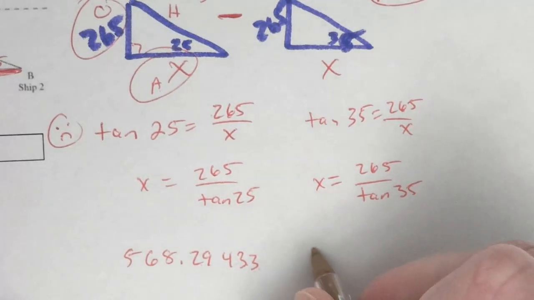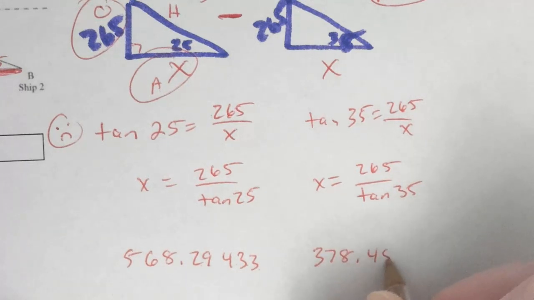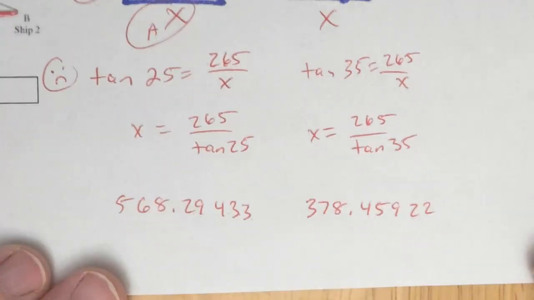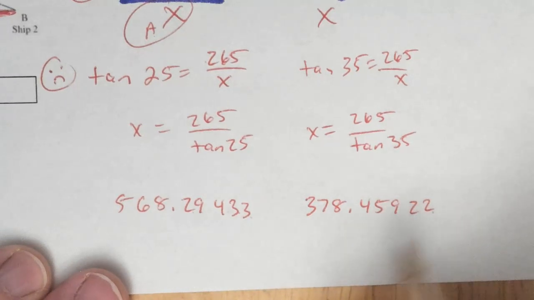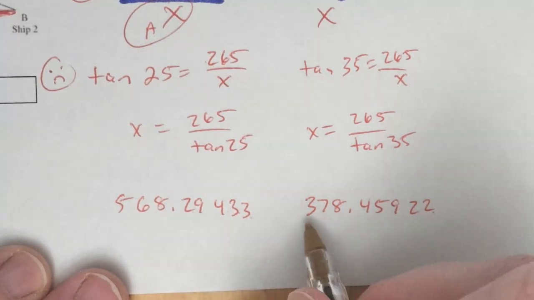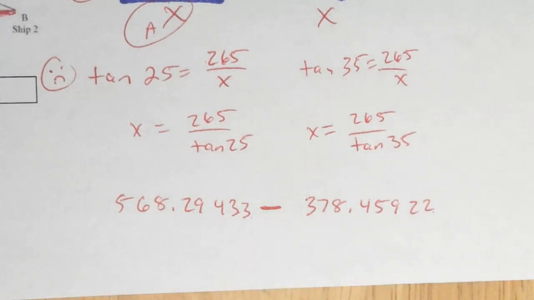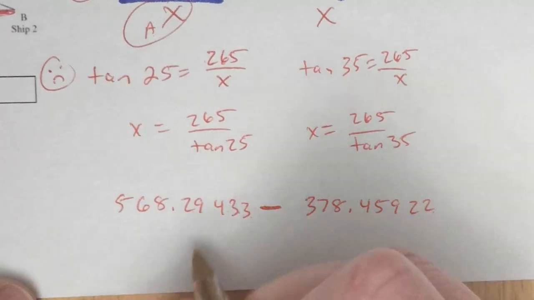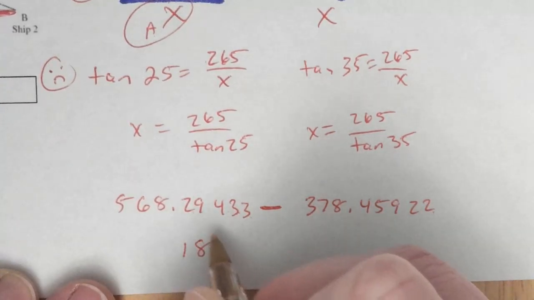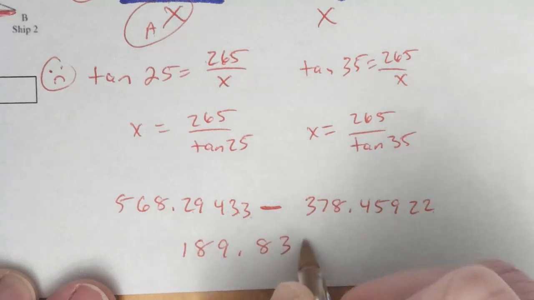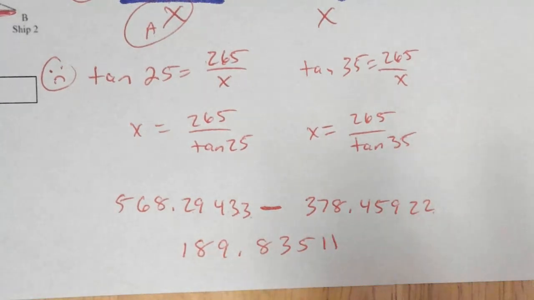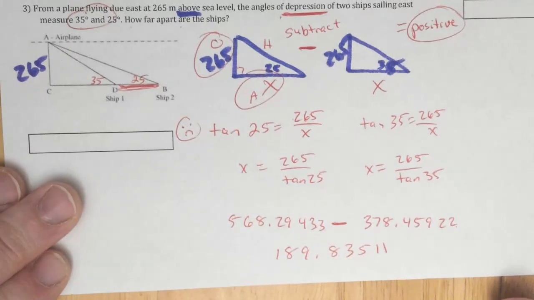Okay, do the same thing for 35. We get 378.45922. Okay, no rounding yet. Now we're going to subtract these two numbers. So 568.29433 minus 378.45922, and we would get 189.83511. Now that we have our answer, now we can round.